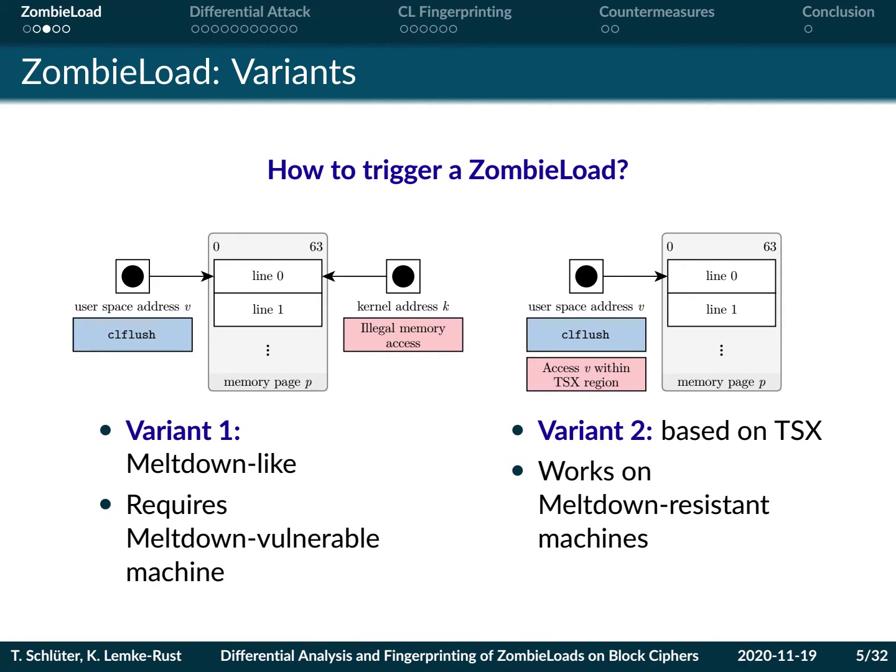Another variant is using Intel TSX. This is variant 2. For this, you only need a memory line with a user space address and access this user space address after flushing it within an Intel TSX region. This leads to an abort in the TSX region, and again you can access transiently the line fill buffer.